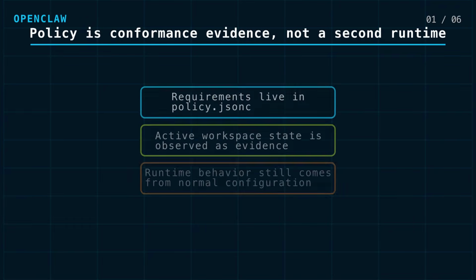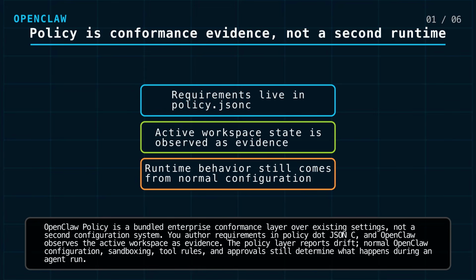OpenClaw Policy is a bundled enterprise conformance layer over existing settings, not a second configuration system. You author requirements in policy.jsonc, and OpenClaw observes the active workspace as evidence. The policy layer reports drift; normal OpenClaw configuration, sandboxing, tool rules, and approvals still determine what happens during an agent run.